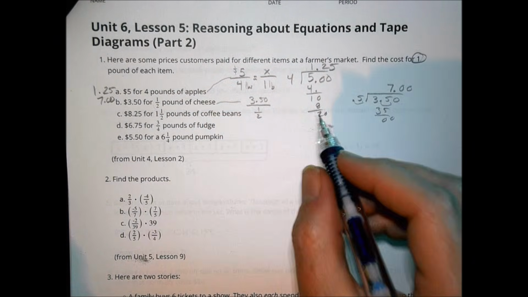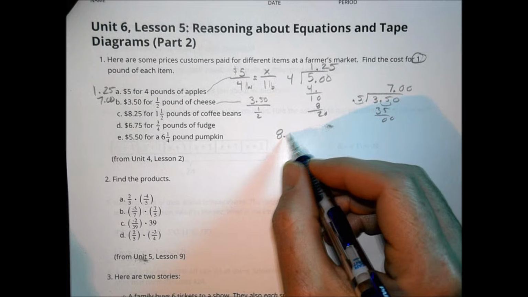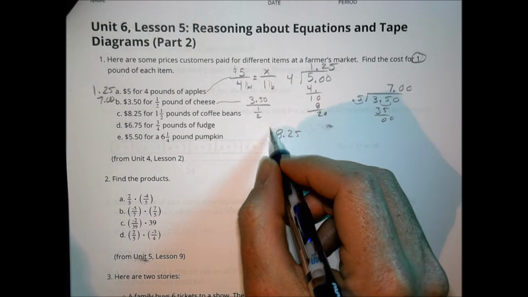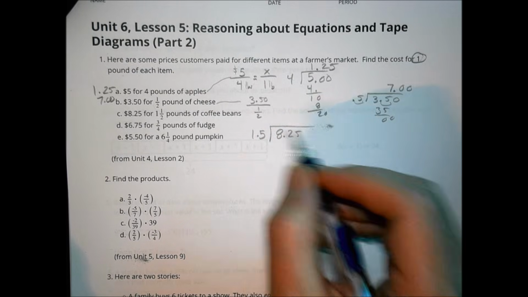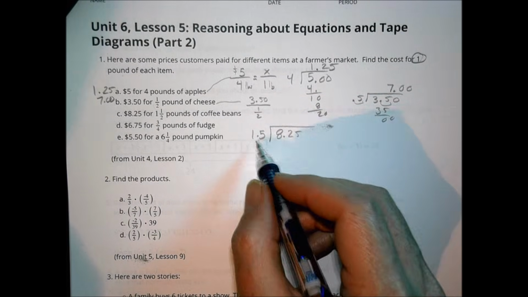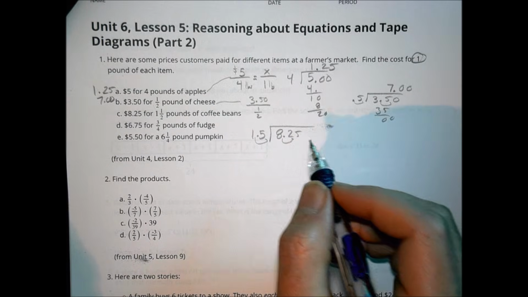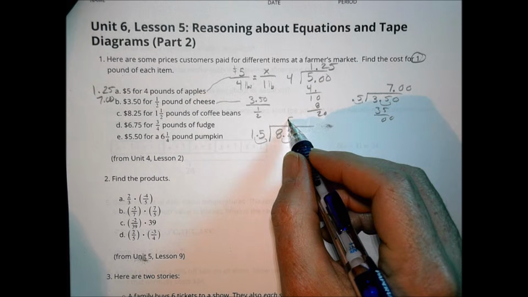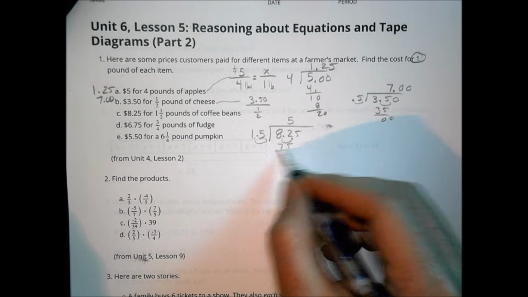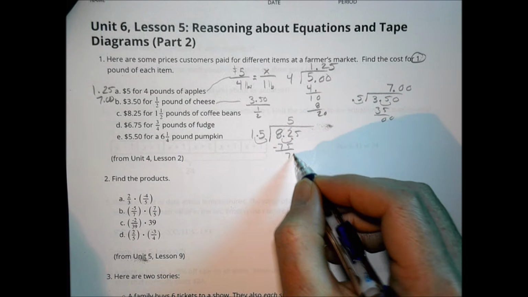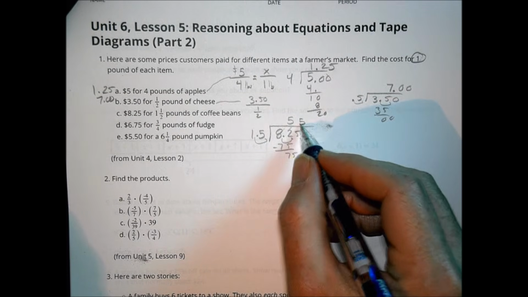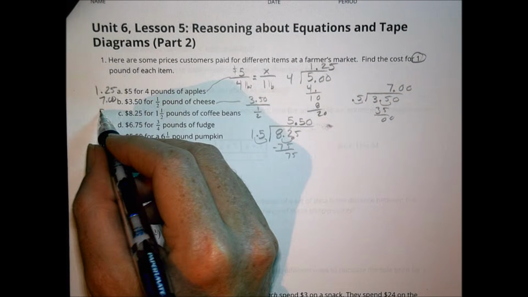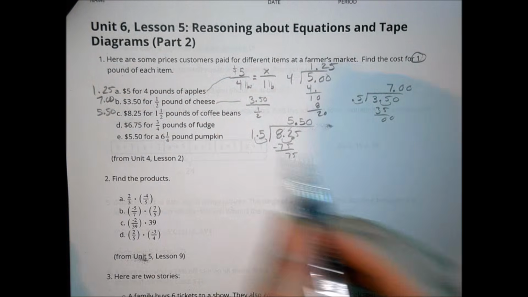For C, same idea. We have $8.25, and we know we have 1.5 pounds of coffee beans. So we're going to divide that by 1.5 pounds. Move the decimal over, move the decimal over to figure out what that's going to be. And 15 goes into 82 5 times for 75. We subtract, and we end up with 75 there for another 5 there. Now once I move the decimal over, I need to put it up top. So I end up with $5.50 for 1 pound of coffee beans.